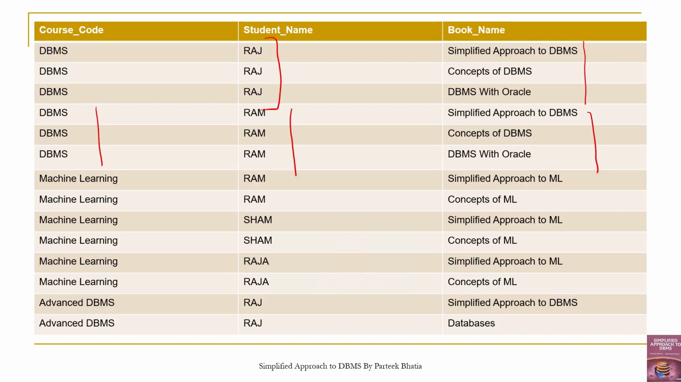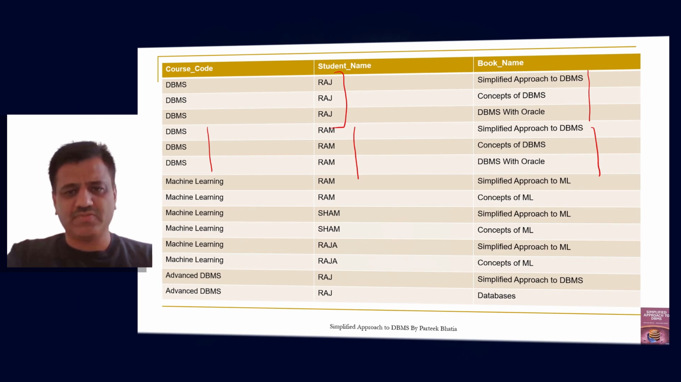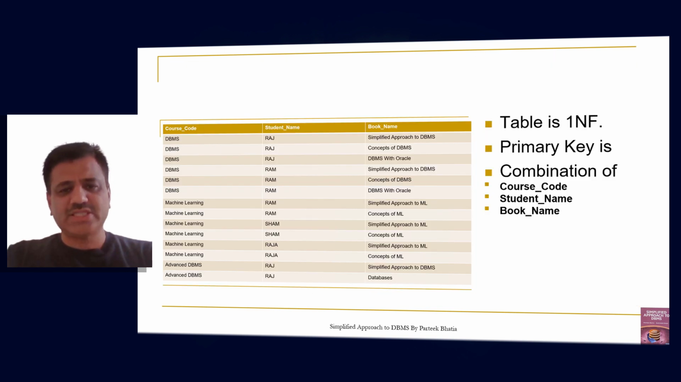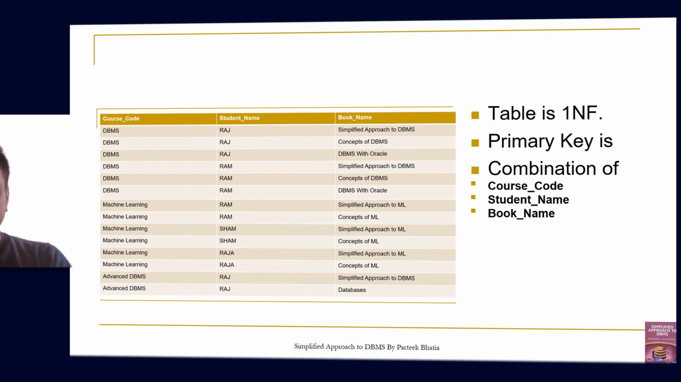This is the full data set which is in the first normal form and which we have created by using the flattening approach. Here we have stored each possible combination of course code, student name and book name, all possible combinations between course code, student name and book name. Now let's normalize this particular table.